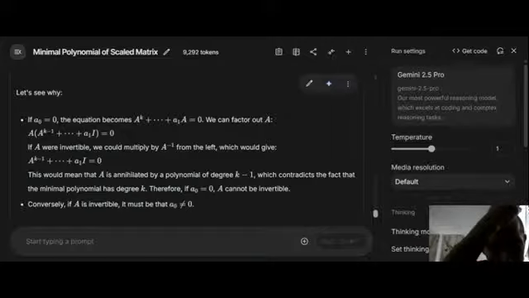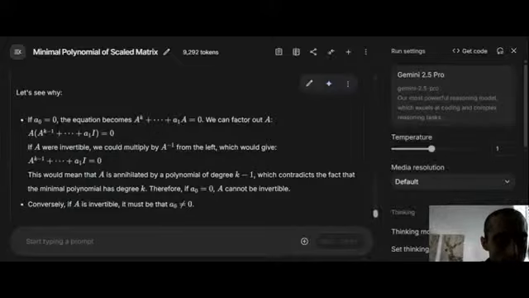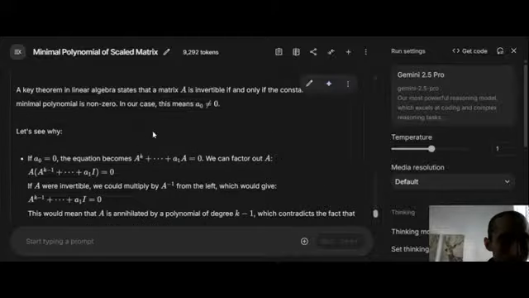Okay, so what I want to talk about is the last fact about invertible matrices. In linear algebra, the theory says that if the matrix is invertible, then the constant term in the minimal polynomial is not zero. Remember that the minimal polynomial is the polynomial with the minimal degree that annihilates the matrix when you substitute the matrix into it. Let's see why this works.